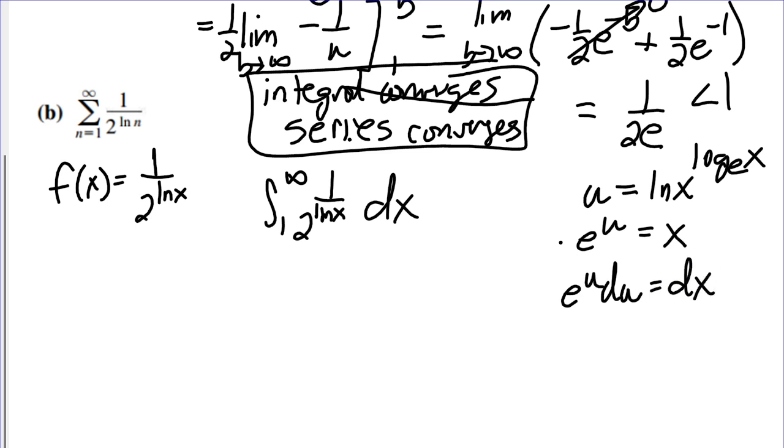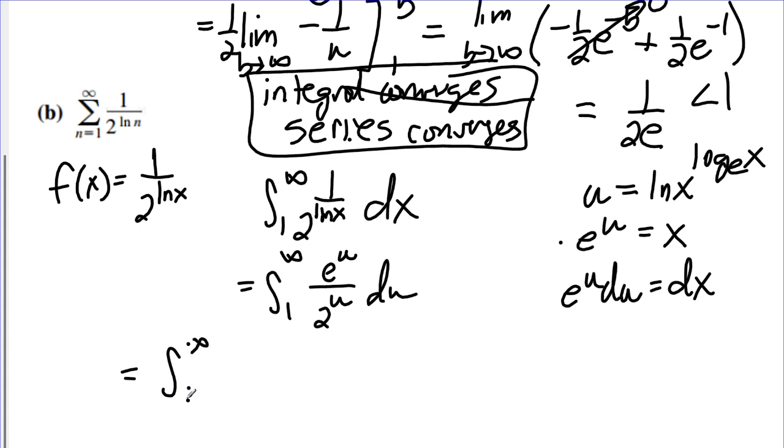So now we can rewrite this as the integral from 1 to infinity of 2 to the ln of x becomes then 2 to the u, and then dx is equal to e to the u du. So we'll put the e to the u on top, and du goes on the bottom. We'll notice that these are both to the power of u, so we can rewrite this then as the integral from 1 to infinity of quantity e over 2 to the u du.